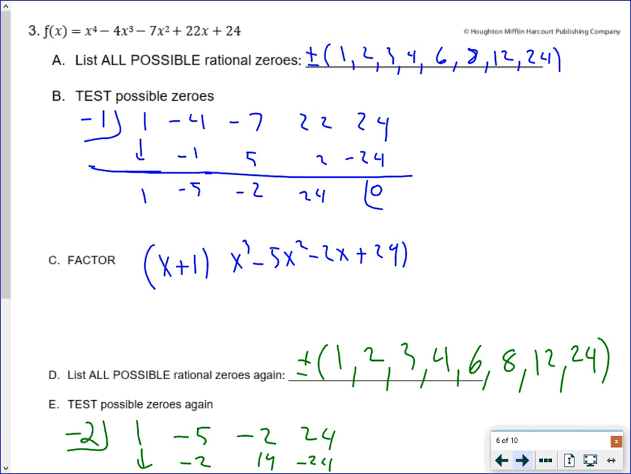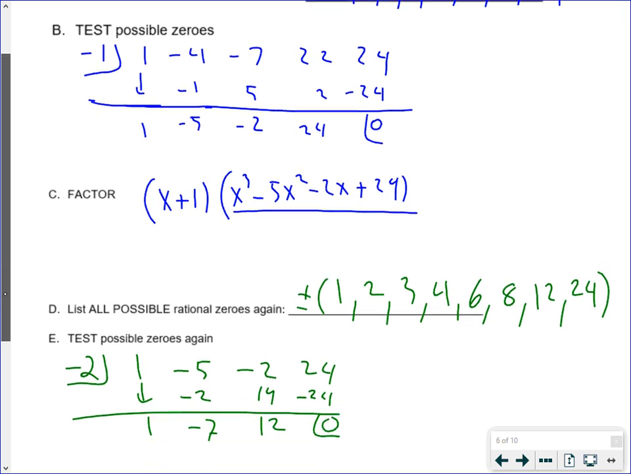Okay? So this is what you should have gotten for number 3. All the possible rational zeros will just be plus or minus all the factors of 24. When I tested the possible zeros, I used -1. I like to start with the lowest number and work my way up. So my lowest number was -1. That worked. When I did the synthetic division, I got a remainder of 0. And I got a factor of x plus 1 times x cubed minus 5x squared minus 2x plus 24. You can't really factor this polynomial using factor by grouping or any other way other than the rational root theorem.